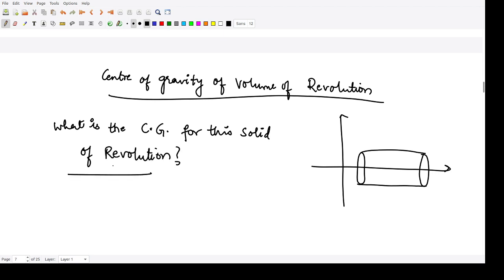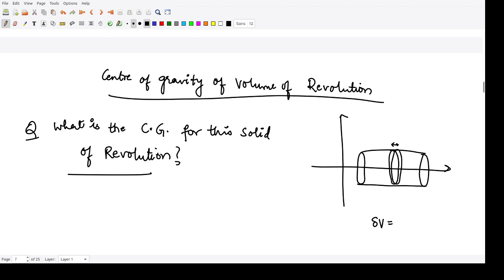For that, we firstly require the small mass for this portion. So what we do here is to calculate the small volume; we consider a small volume. Here we take one small portion of this, and we take a very small disk. So this is the very small disk that we take.